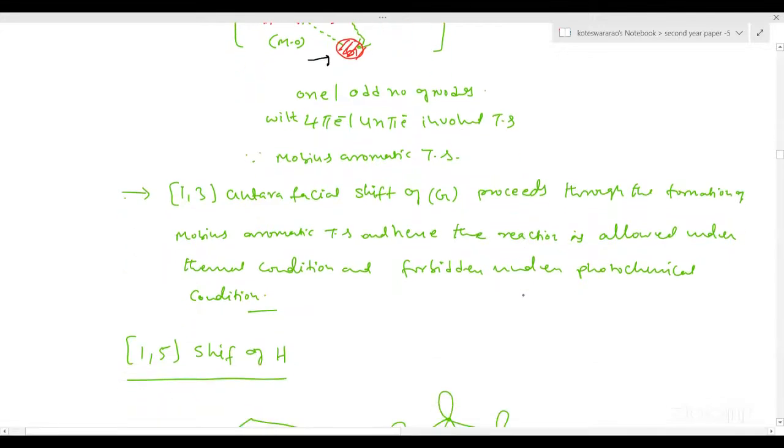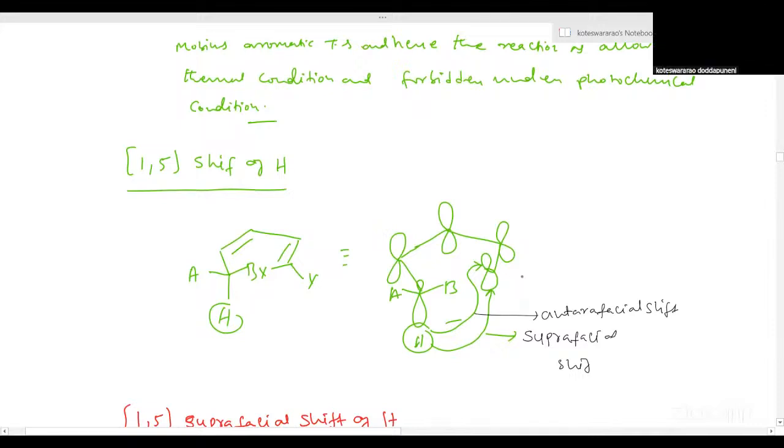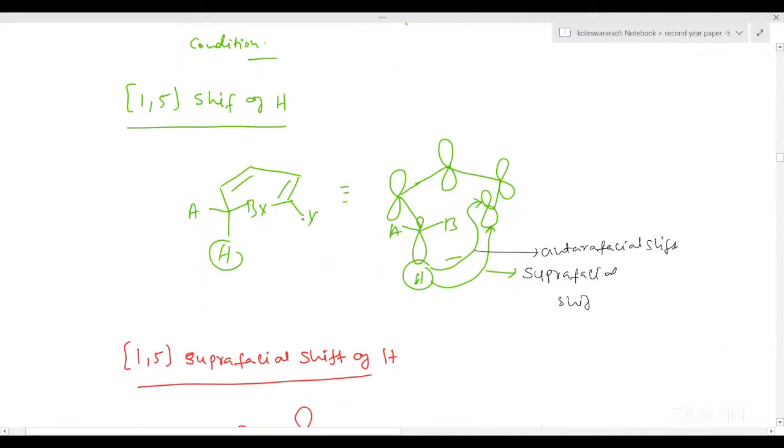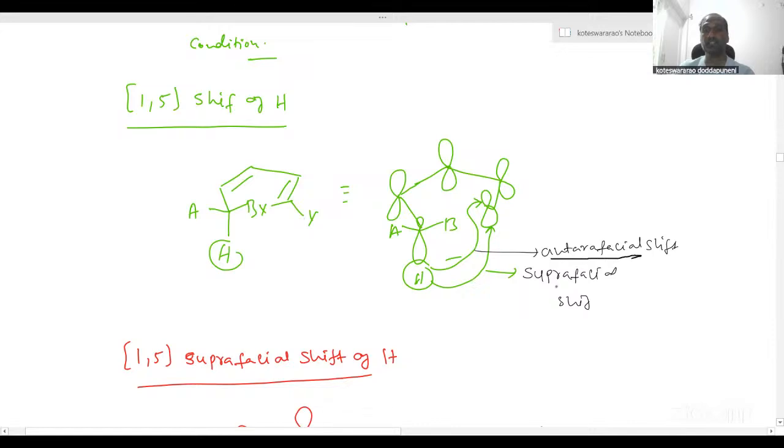Okay, sir. Next, the 1,5 shift of hydrogen. It involves two modes of migration: suprafacial migration and antarafacial migration. It is clearly given. The shift of hydrogen goes from this migration origin to this position.